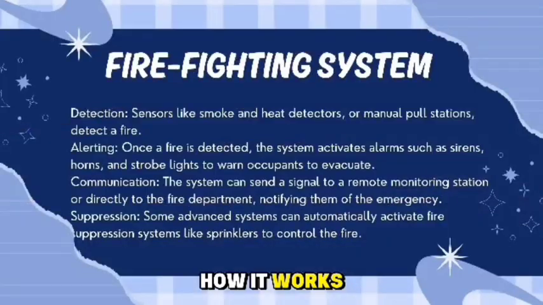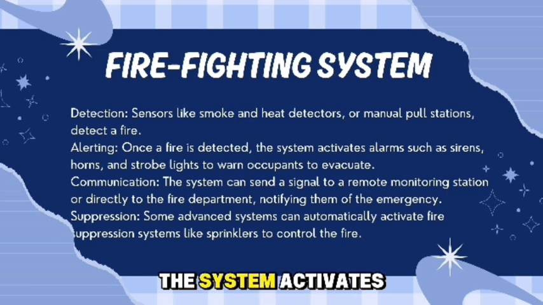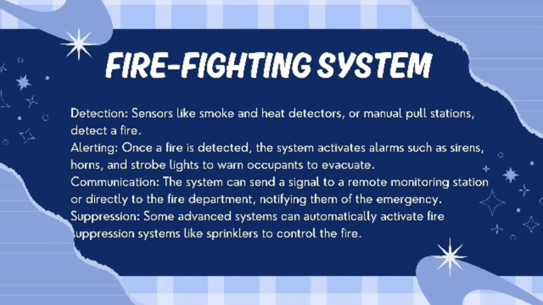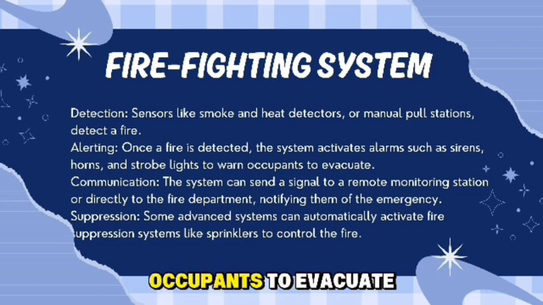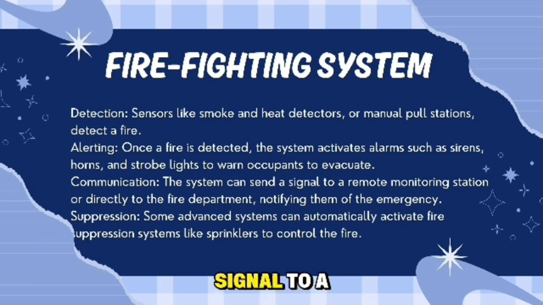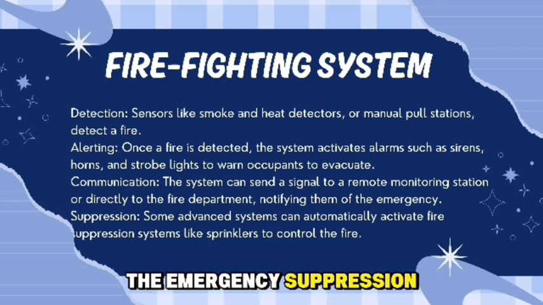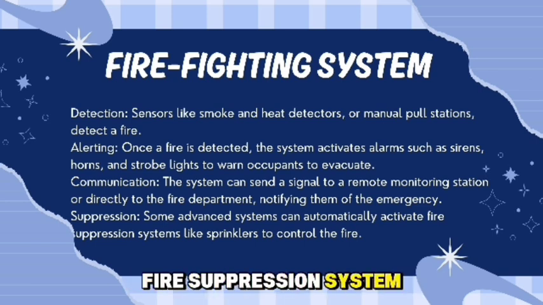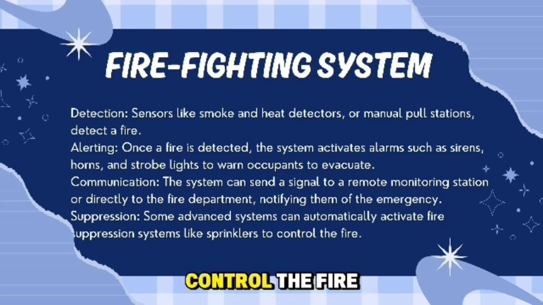How it works. Detection: sensors like smoke and heat detectors or manual pull stations detect a fire. Alerting: once a fire is detected, the system activates alarms such as sirens, horns, and strobe lights to warn occupants to evacuate. Communication: the system can send a signal to a remote monitoring station or directly to the fire department, notifying them of the emergency. Suppression: some advanced systems can automatically activate fire suppression systems like sprinklers to control the fire.